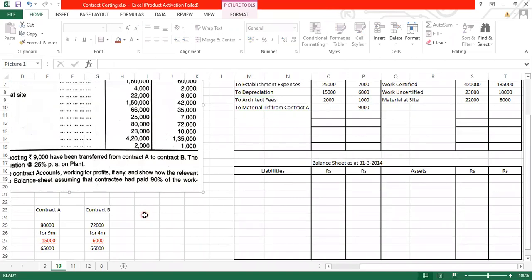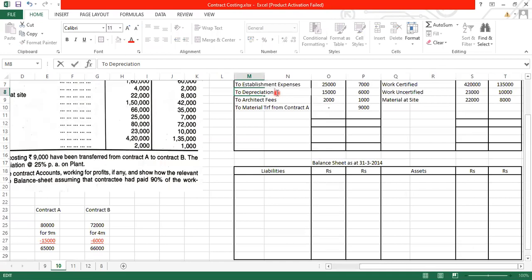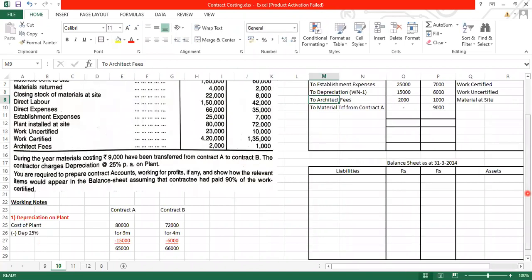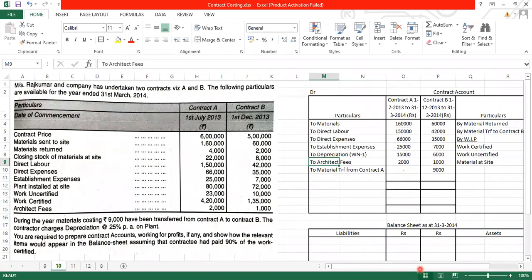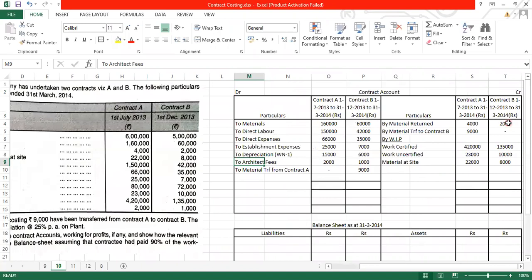And now we can find out the notional profit. How much is it coming to? And here for depreciation, just write down in brackets working note number 1. Second working note for finding out the notional profit. First, let us close the account. Credit side, how much is it coming to? Of B, 1,55,000.